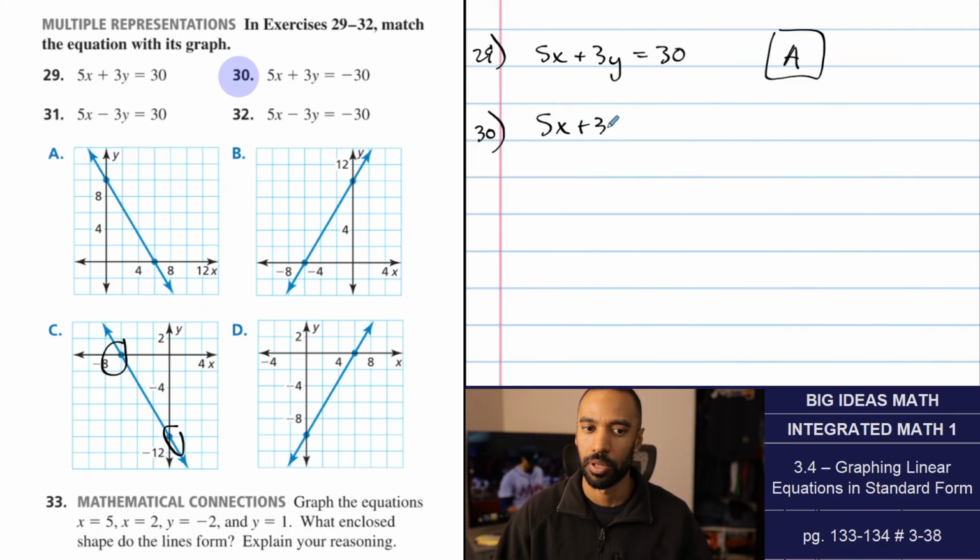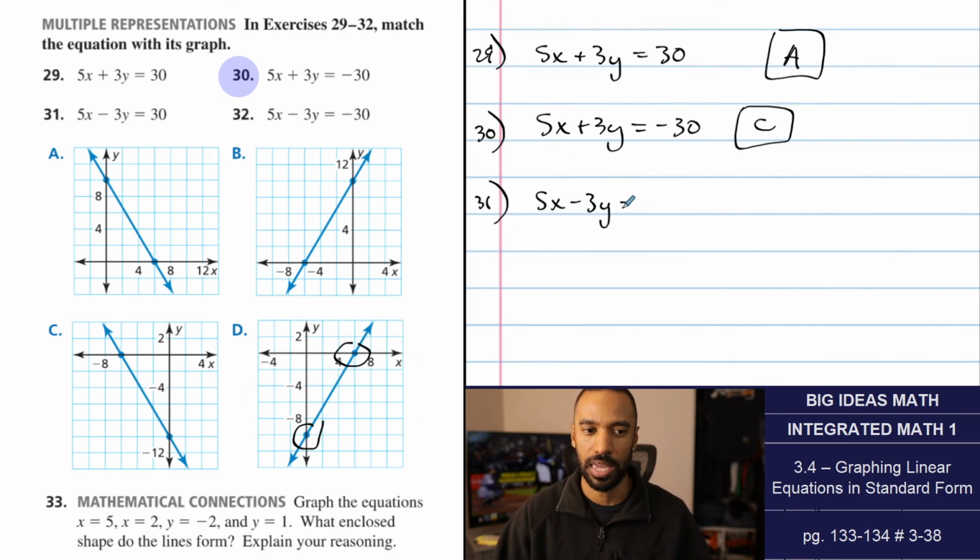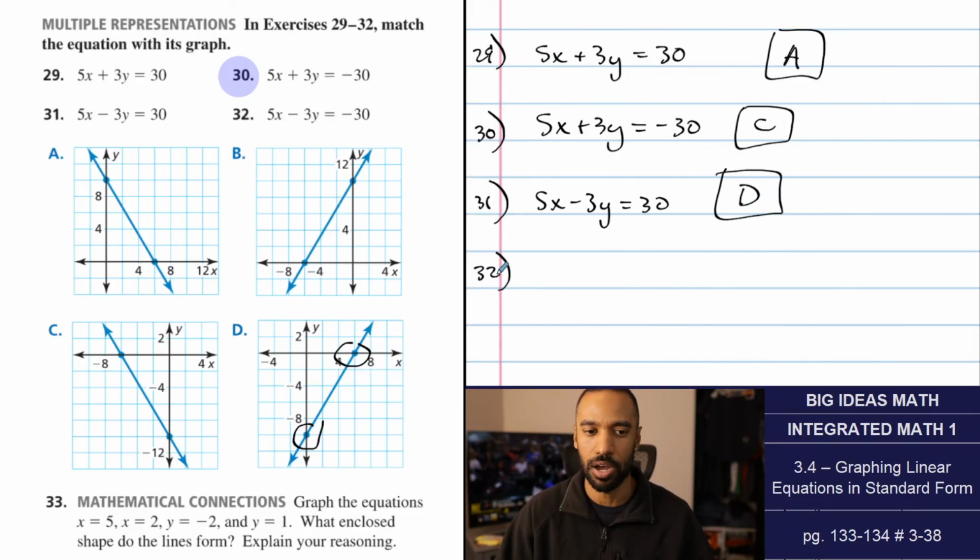5x plus 3y equals negative 30, C. If this is just a matching game, there it is. Number 31, the constant 30 is positive. Divide it by positive here, I get positive. So positive x-intercept. But this time the y-intercept will be negative because I divide positive by negative. So that'll be D. So 5x minus 3y equals 30 is D. That just leaves B with the last one. Let's see if that works out.